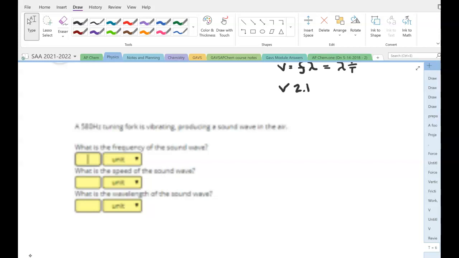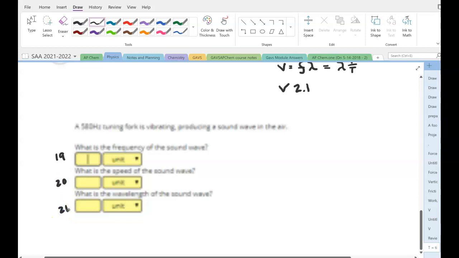This is 19, 20, and 21. And you correctly got that this was, I'm sorry, it's so blurry that it's difficult to see on this, but this was your 580 hertz that was given. And this was also given 343 meters per second, and that was given in the instructions up at the top. What is the wavelength of the sound? To find wavelength, we know that velocity is equal to frequency times wavelength. So we are asking you to find the wavelength, and that would be velocity divided by frequency.